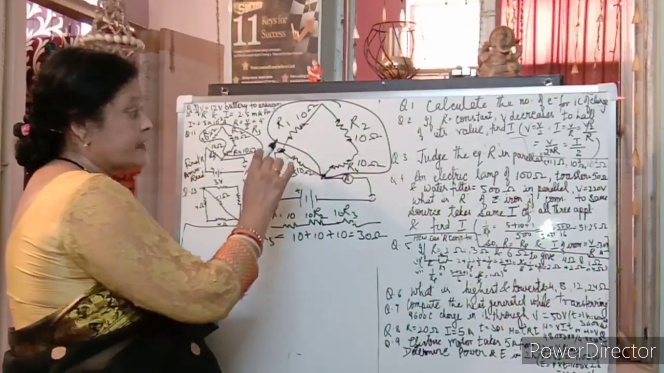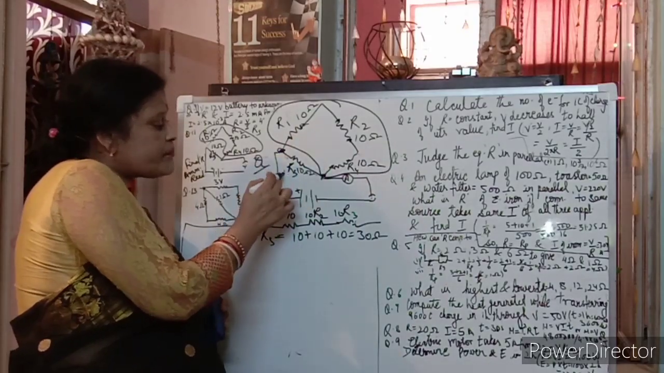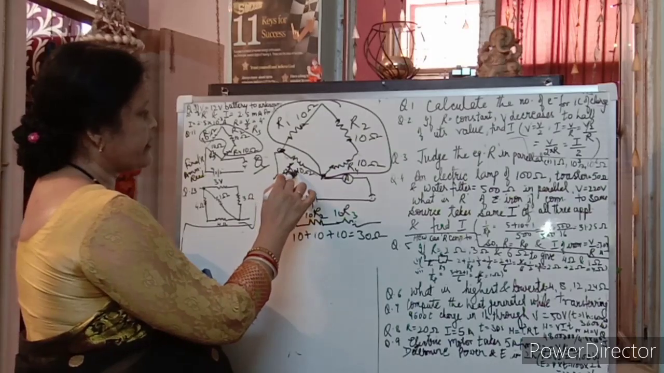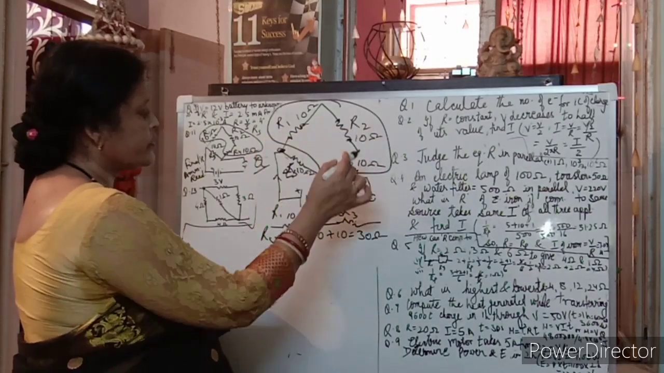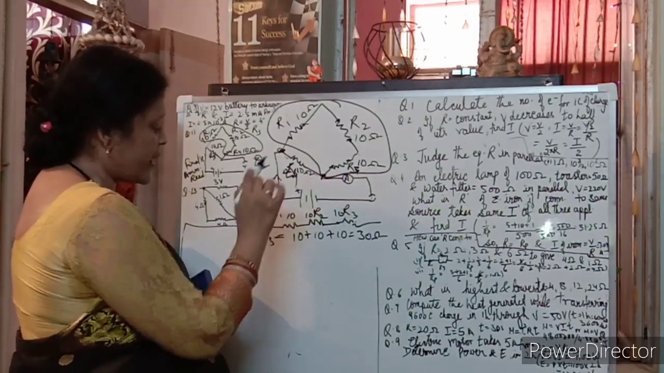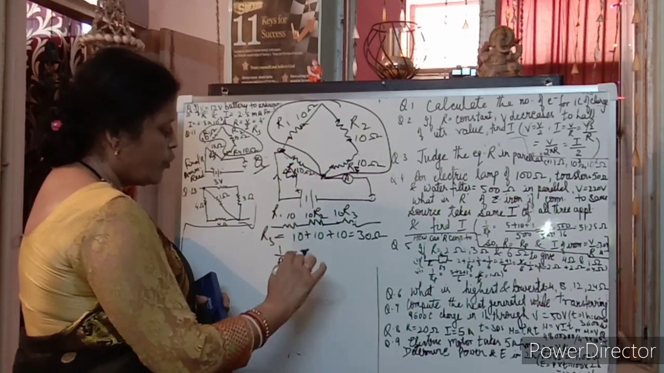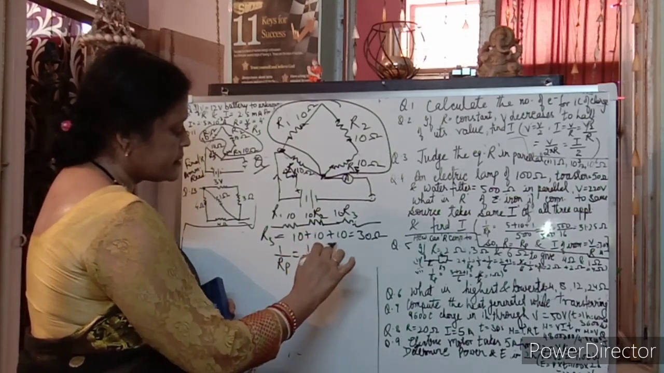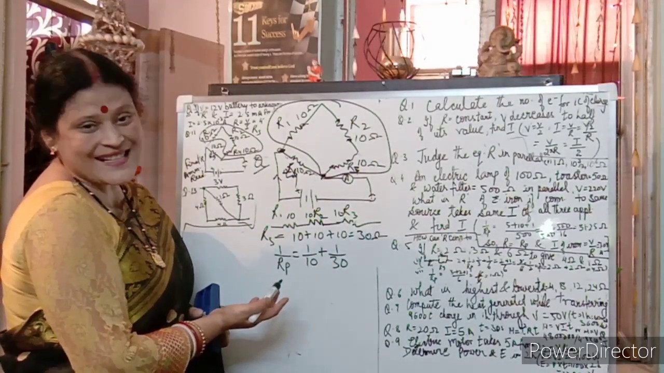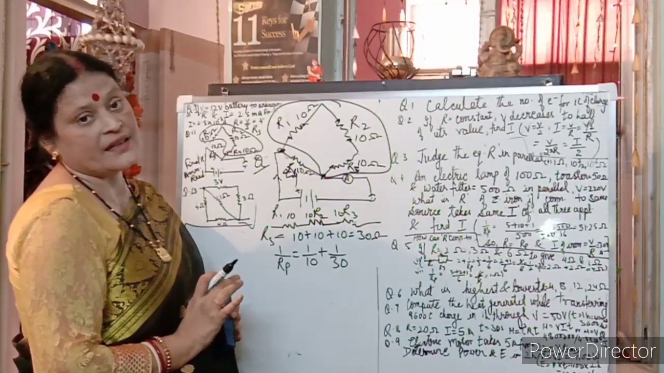See? And now these three resistors which are in series are connected in parallel to R4. So this is parallel. Then what will we do? We'll find RP: 1 by 10 plus 1 by 30. Nothing is there. Always simplify the diagram.